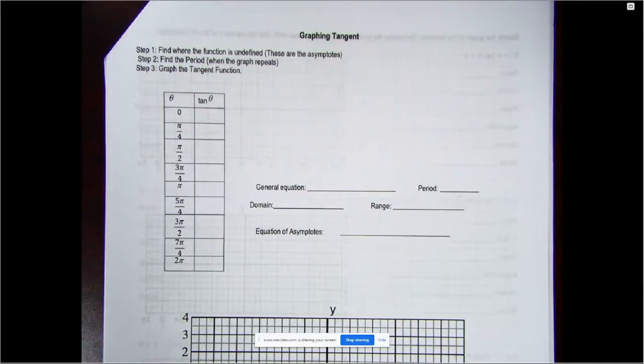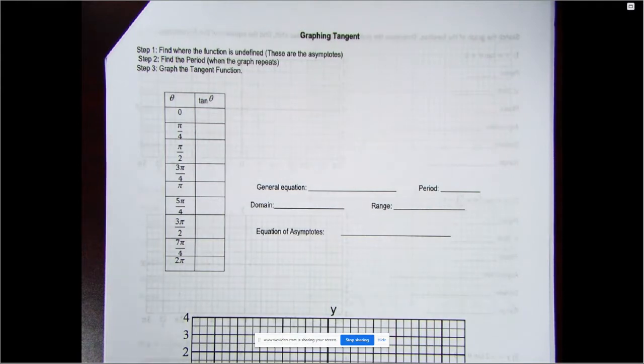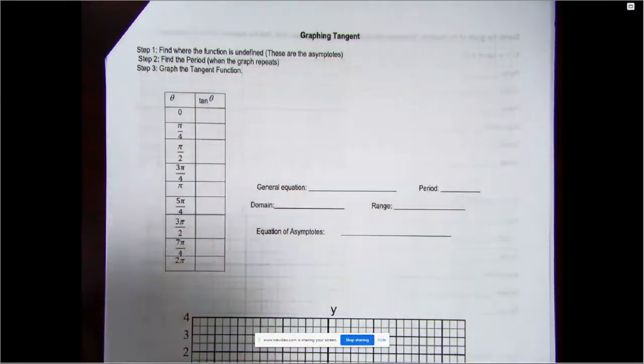All right, everybody. Today we are going to look at graphing tangent. We've just finished doing sine, cosine. Now tangent is a little bit different. So let's take a look at the table.